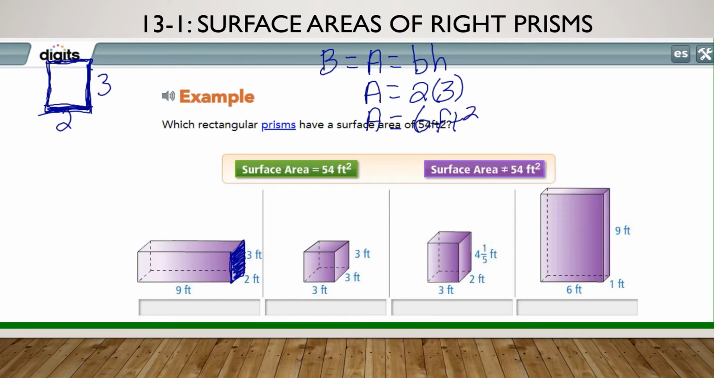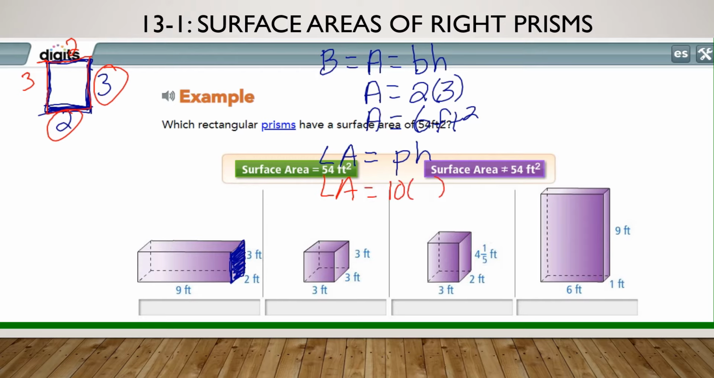Now I need to find the lateral area. So lateral area equals the perimeter of the base times the height of the prism. So the perimeter of the shape, remember, it's just what it is around, adding up all the sides around. So here, you're going to add up all of these sides. We know that's 2, that's a 3. We have 2 plus 3 is 5, plus 2 plus 3, that would equal 10. So the perimeter of the base will be 10.